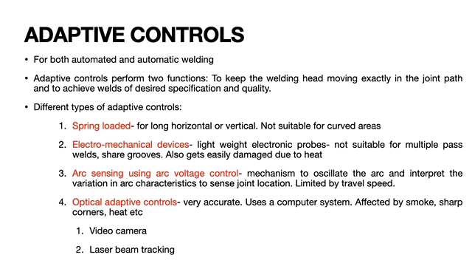There are basically 4 types of adaptive units. One will be spring loaded, the other would be electromechanical devices, the other will be slightly more complex like arc sensing units which can control the arc voltage. And then comes the latest technology of optical adaptive controls. These optical adaptive controls will have further 2 types: video camera assisted optical adaptive controls, and laser beam tracking optical controls. So let us start with spring loaded.